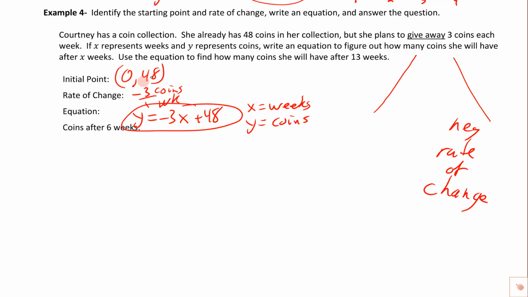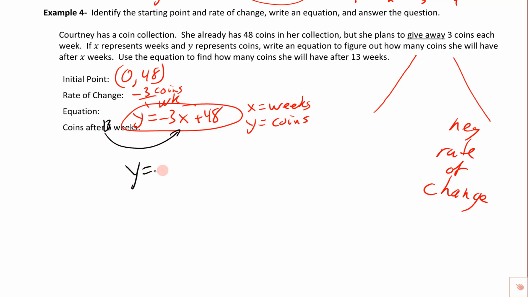So we've got the initial point, or the starting point, the rate of change is -3, and then we've got our equation. Now, it says how many coins does she have after 6 weeks? Remember, x represents the number of weeks, so this is just like saying x equals 6 like we did on the last one. So we're going to plug that in there. Oh, I got a problem here. The original problem says that it's 13 weeks. So let's change that to 13. I'll get that changed in the notes. So after 13 weeks, we're going to take this and plug it in right there.